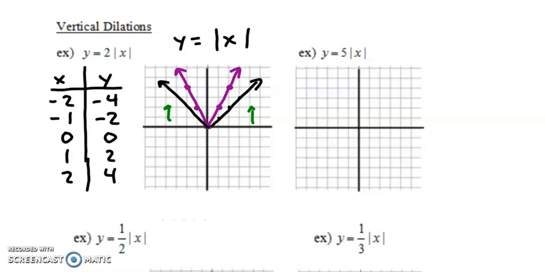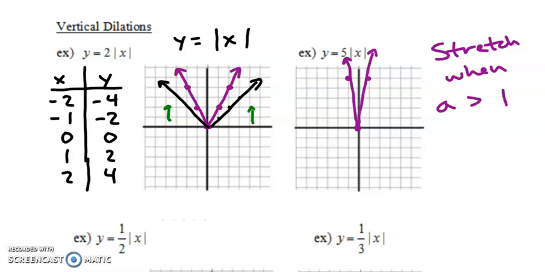Let's take a look at our next example. We're just taking our x values and now we're multiplying by 5, so it's going to be stretched even further, and it's going to be more vertical. It's a very steep graph there. Okay. So multiplying by numbers greater than 1, we see that it's a stretch. So we can look at that as a stretch when a is greater than 1.